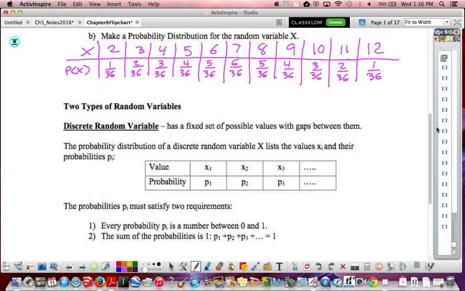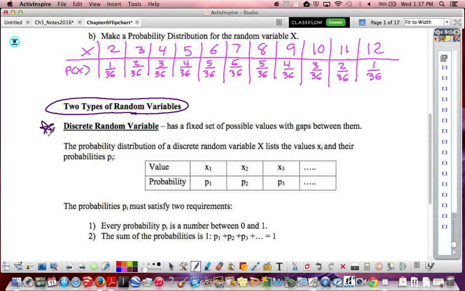And I apologize because really, when we talk about random variables, there are 2 different types. The first one that we're going to talk about is called a discrete random variable. Okay, it's discrete.